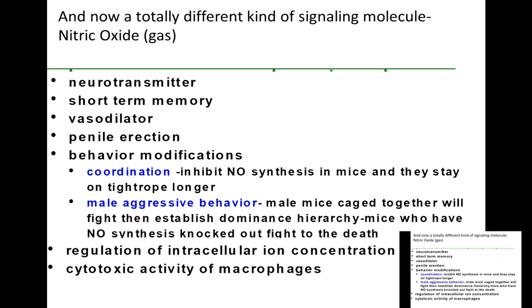In male mice that are caged together, wild-type mice will usually have some fights, and then they'll establish a dominance hierarchy, and they'll say, okay, that guy over there is the chief mouse. But if you knock out nitric oxide synthesis, they just keep on fighting until they die.